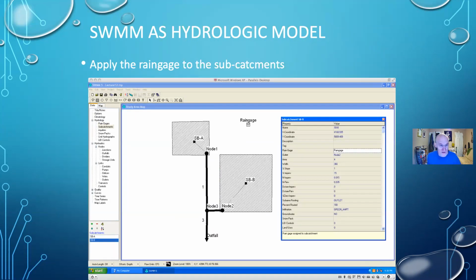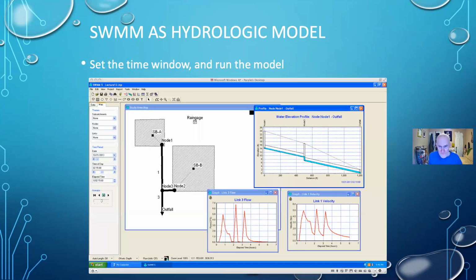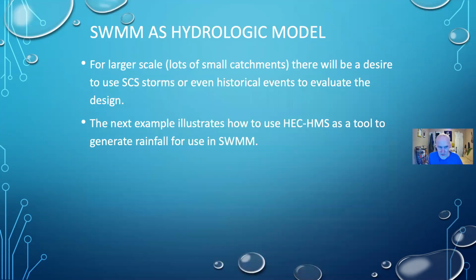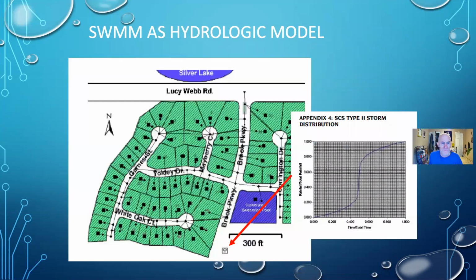What I didn't do, and this is just an example of a two-area system, you can look at on your own. Here's another one for a fairly elaborate subdivision drainage system. This is probably overkill for a SWMM model, but it illustrates the idea.